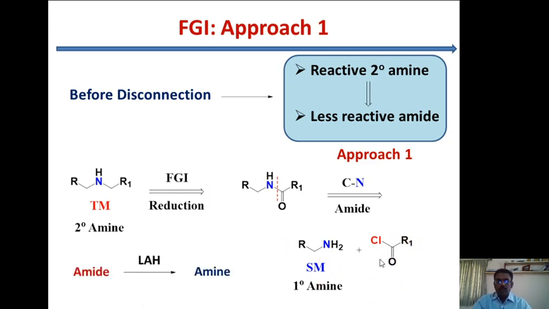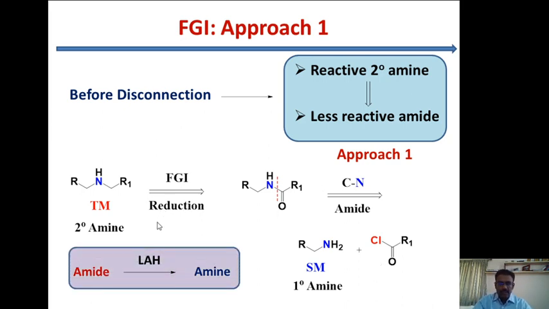Here we are using the reduction reaction, isn't it? The amide can be converted into the amine using LAH, lithium aluminum hydride. Using that reagent, you can easily reduce this amide into the amine. We used this chemistry before going further: we first convert the more reactive amine into the amide, keeping in mind that we can easily convert this amide back into the amine in the last step.